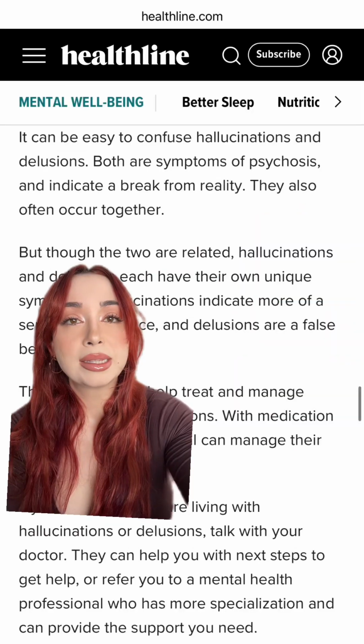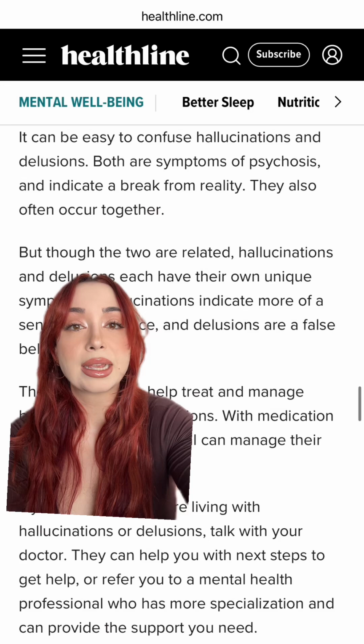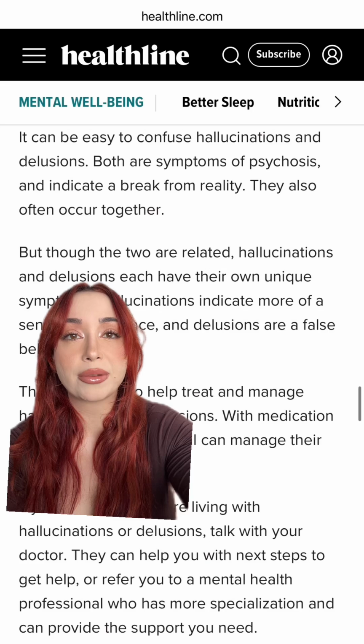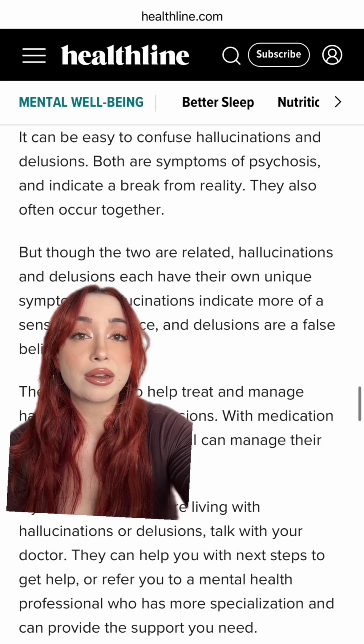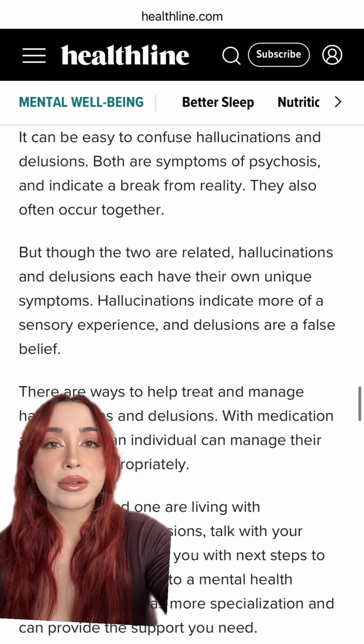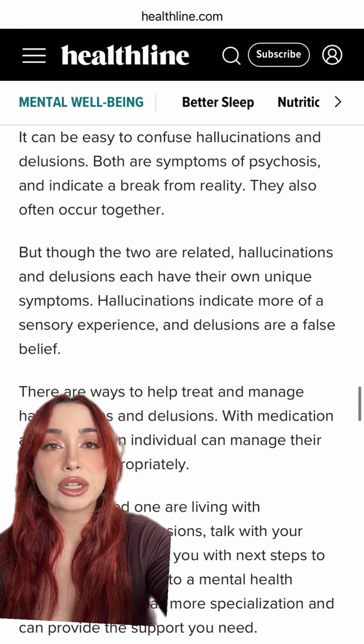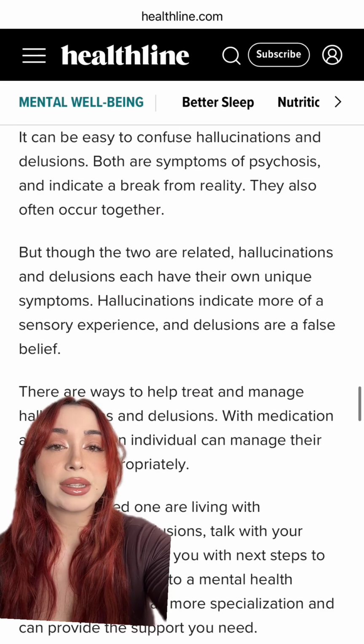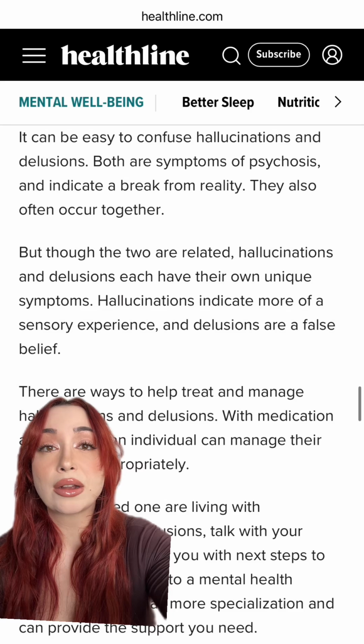It can be easy to confuse hallucinations and delusions. Both are symptoms of psychosis and indicate a break from reality. They also often occur together. But though the two are related, hallucinations and delusions each have their own unique symptoms. Hallucinations indicate more of a sensory experience, and delusions are a false belief.